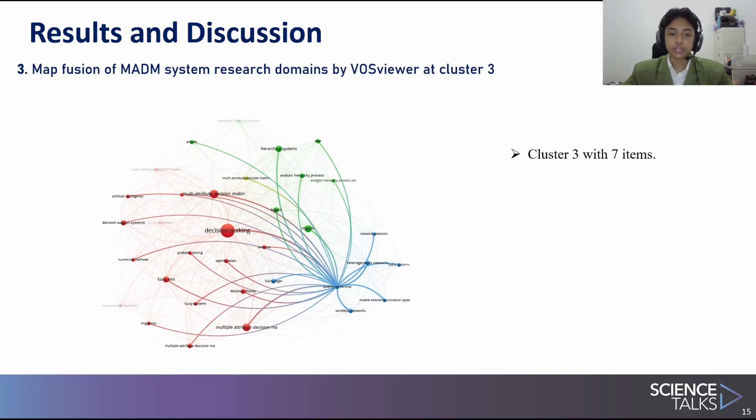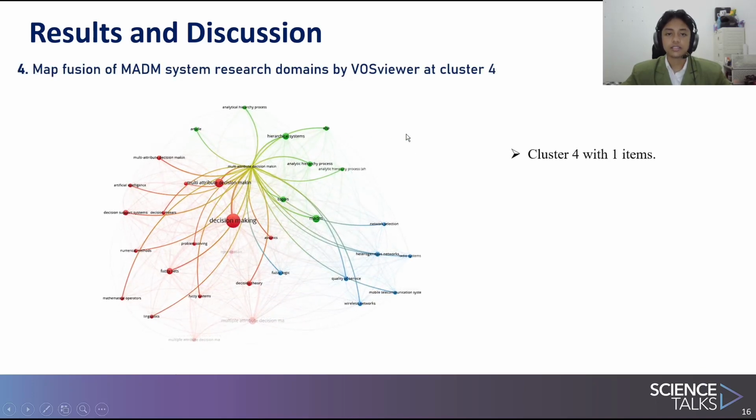Then we go to the third cluster. It has 7 items shown in blue. The largest keyword circle is quality of service with 29 links, 376 total link strength, and 90 occurrences. The last one is cluster 4. Cluster 4 has one item shown in yellow. The largest keyword circle is multi-attribute decision making with 30 links, 197 total link strength, and 60 occurrences.